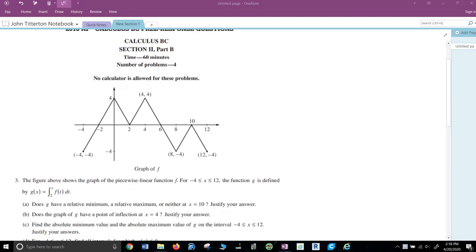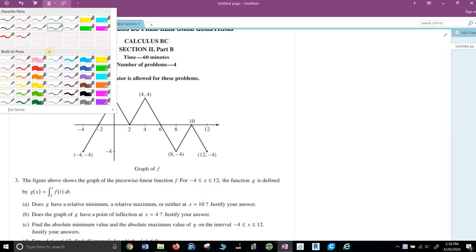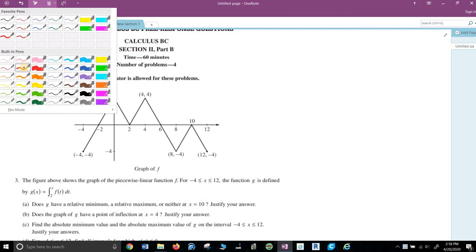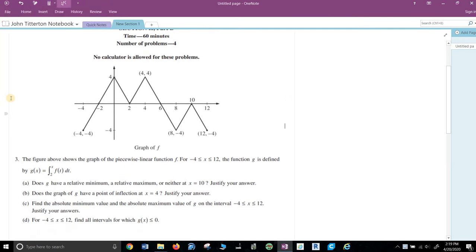2016 AP Calculus BC FRQs 3 and 4. As always, read the full question. That seems to be the key to doing these. So, first one, you got your standard graph.